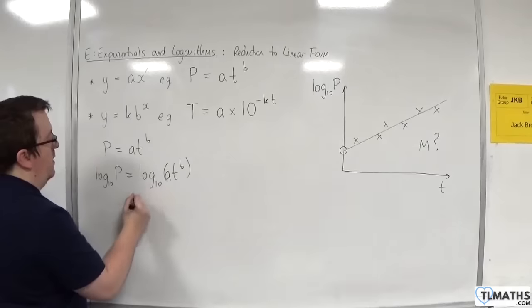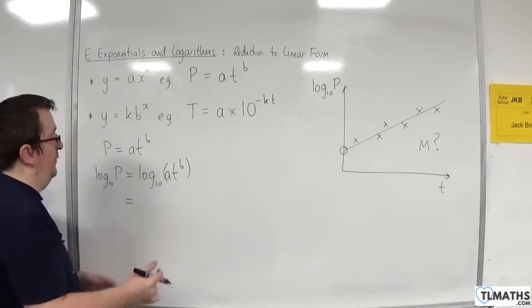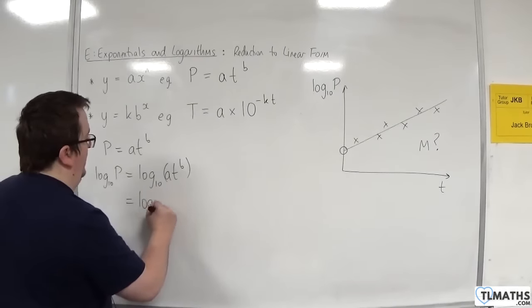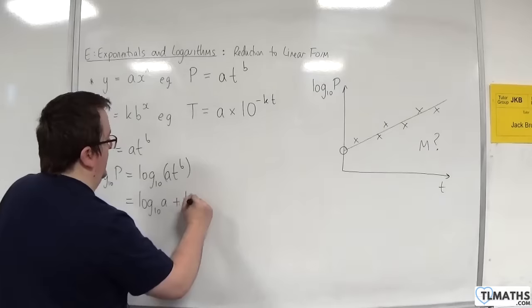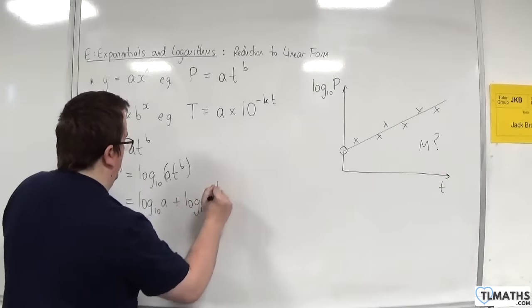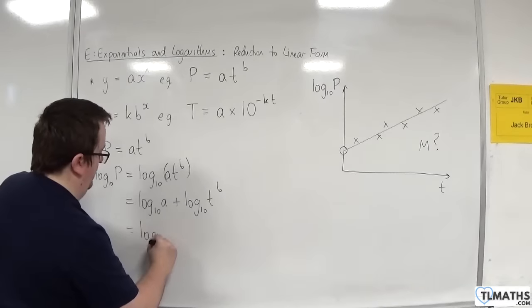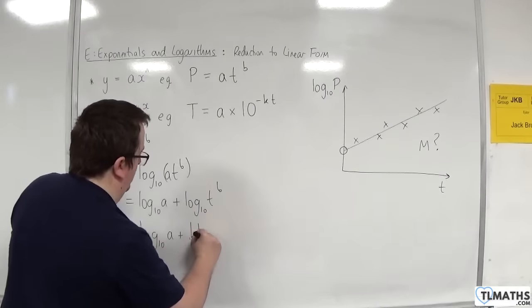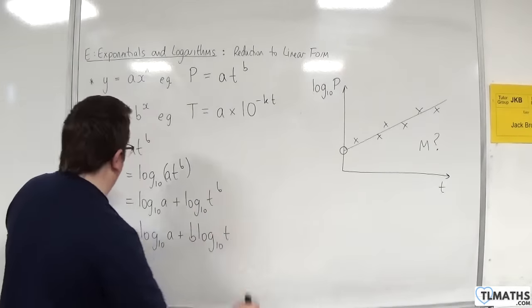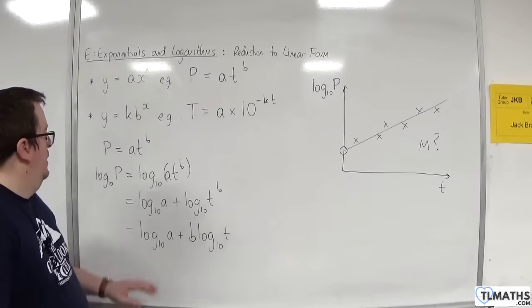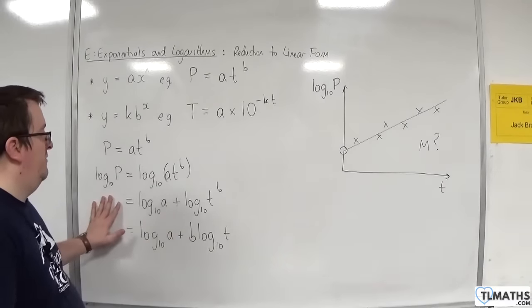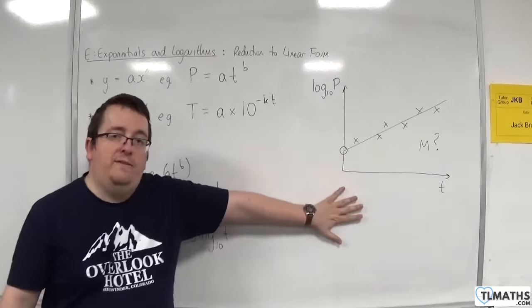And then break that right-hand side apart using your log laws. So this will become log base 10 of a plus log base 10 of t to the b. And then that's log base 10 of a plus b log base 10 of t. Now you'll notice with this example, we get log base 10 of t and log base 10 of p. So the graph wouldn't have those axes.